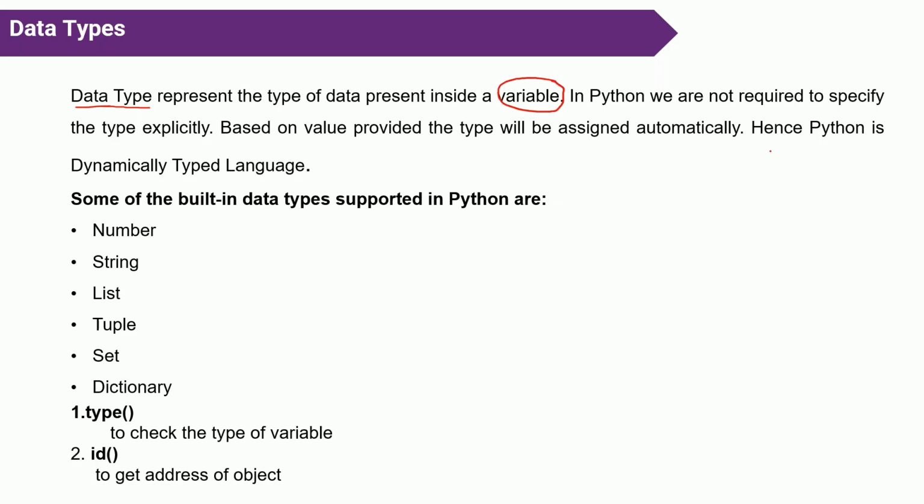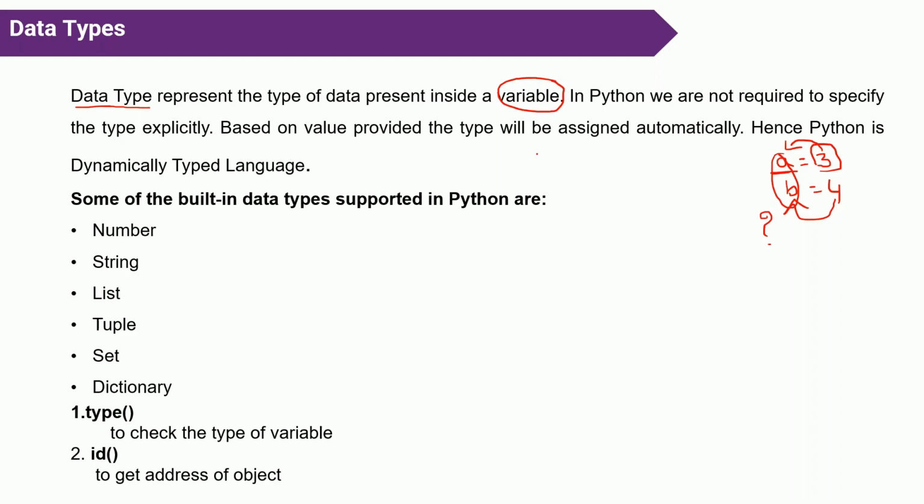For example, in the previous session we discussed one program: addition of two numbers. A is equal to 3, B is equal to 4. I think you remember that one. Here A, B are called variables. The variable A holds one value. Variable B also holds one value. Here the data type specifies what is the type of the value.